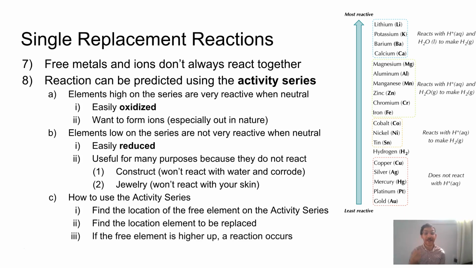If the neutral free element is higher up, a reaction will occur. So anytime you have free lithium, since it's the highest up, it's going to react. But if you were to put calcium as a free element in the mix and try to kick potassium out of an ion, calcium as a free element will not be able to kick potassium out of a compound because calcium is lower than potassium.